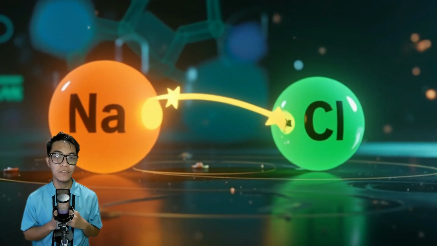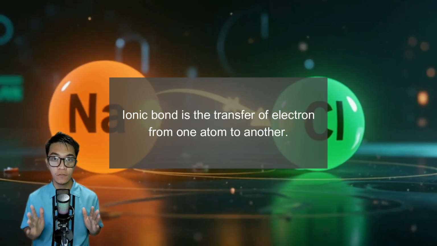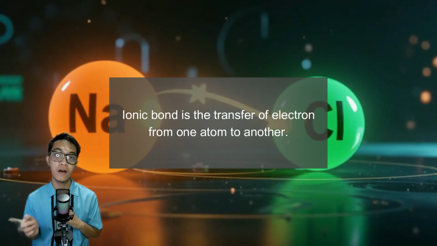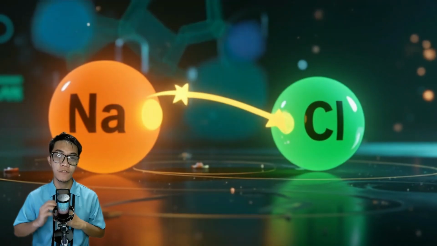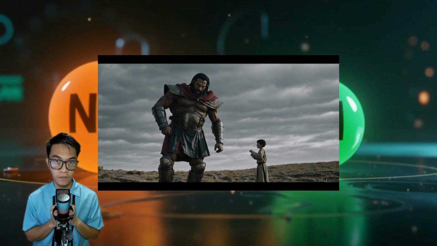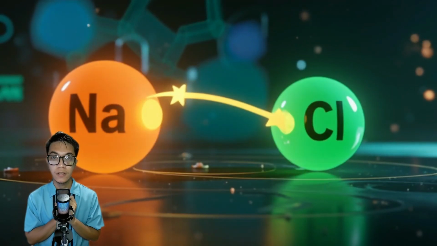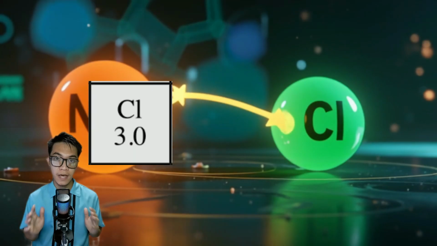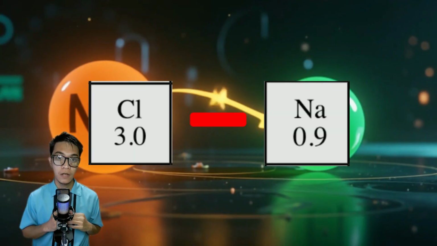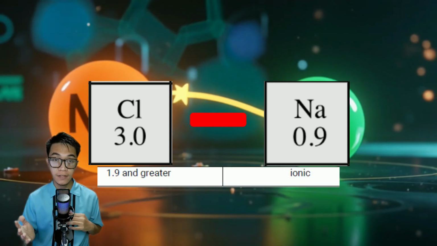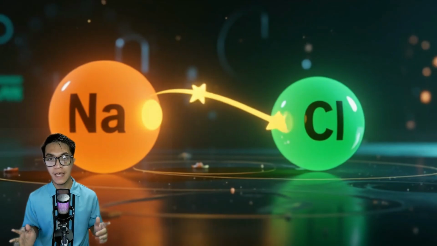And lastly, let's have our ionic bond. An ionic bond is basically a transfer of electrons from one atom to the other. This happens because of the huge difference in electronegativity values between these two reacting elements. Its parameter is that if we have an electronegativity difference of 1.9 or greater, then it's an ionic bond. So why does this happen?